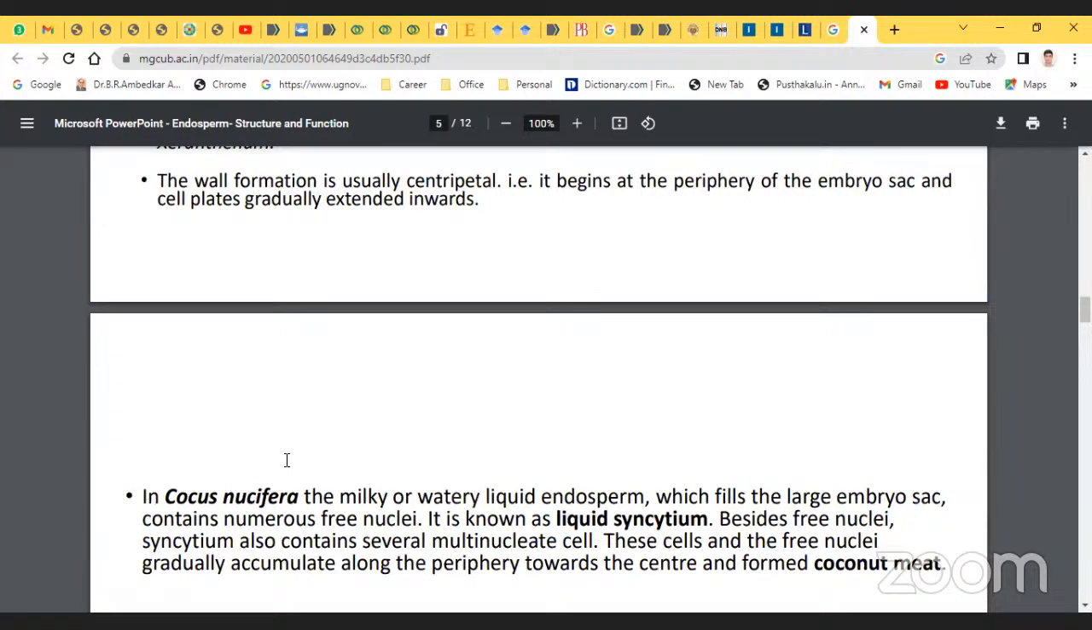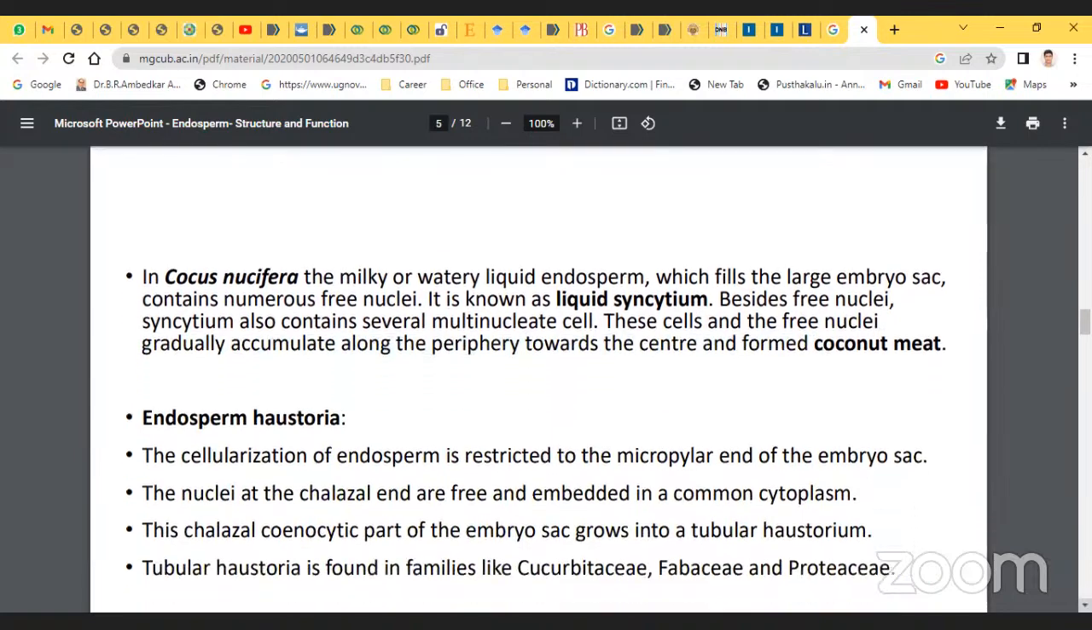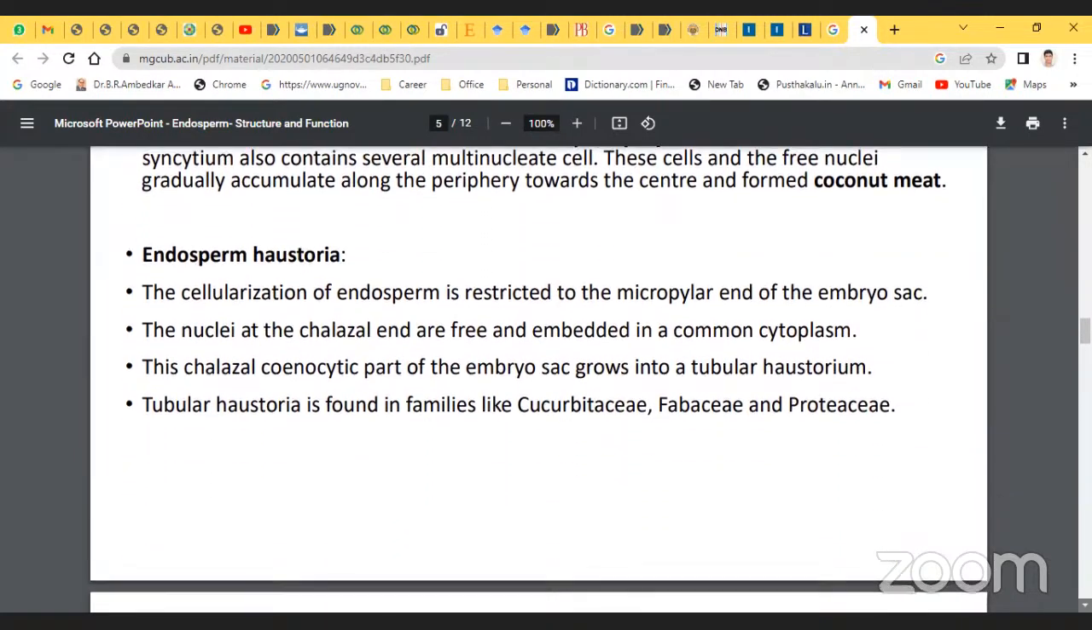So in Cocos nucifera, the milky or watery liquid endosperm fills the large embryo sac. It contains free nuclei and is known as liquid syncytium. Besides the free nuclei, the syncytium also contains several multinucleate cells. These cells and free nuclei gradually accumulate along the periphery toward the center and form the coconut meat. The coconut meat is the white-colored, edible part.